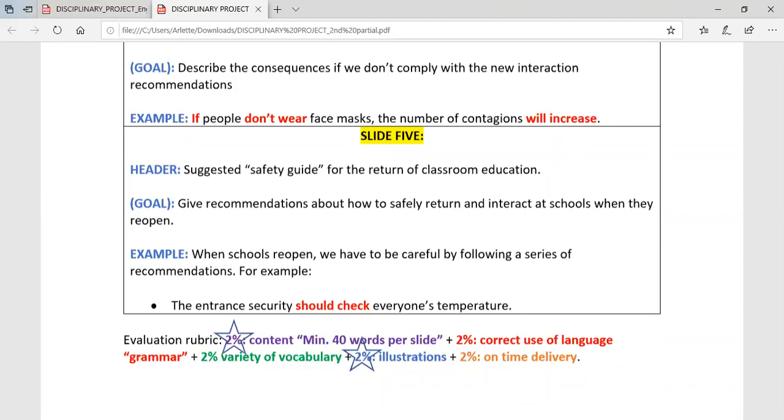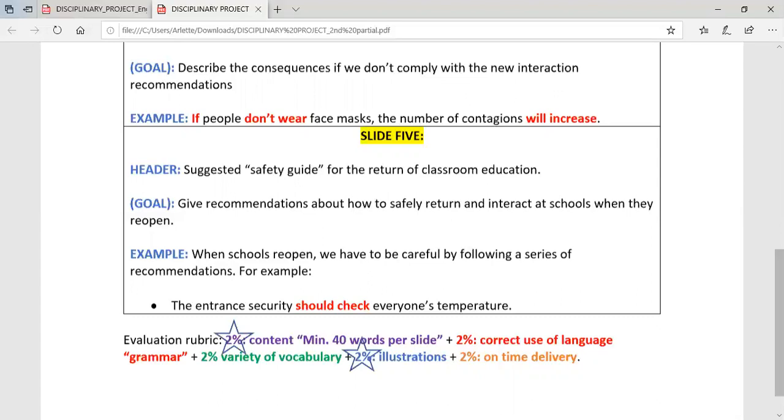And here we have the rubric. The rubric is 2% content, minimum 40 words per slide. 2% correct use of grammar, 2% variety of vocabulary, 2% illustrations, and 2% on-time delivery. So remember that this project is worth 10%. So this is the rubric for the second project.